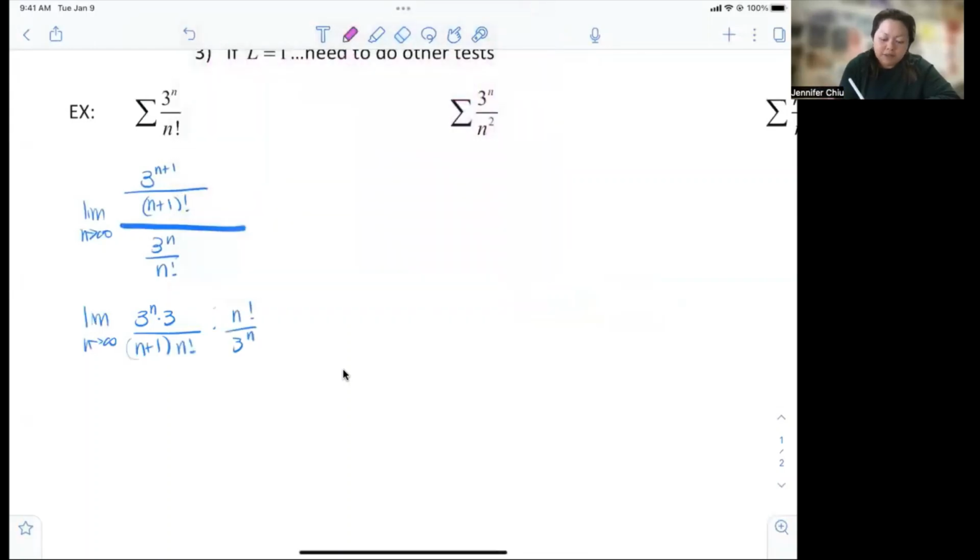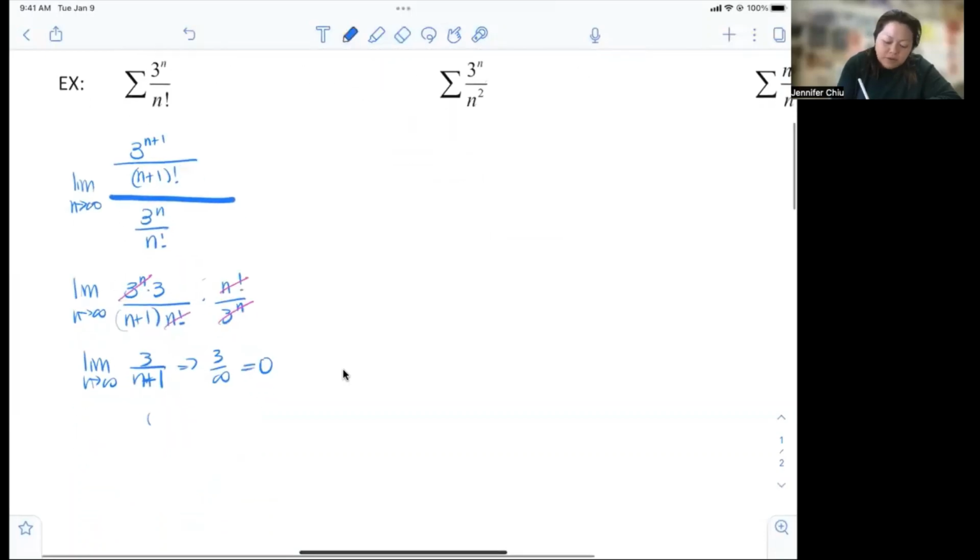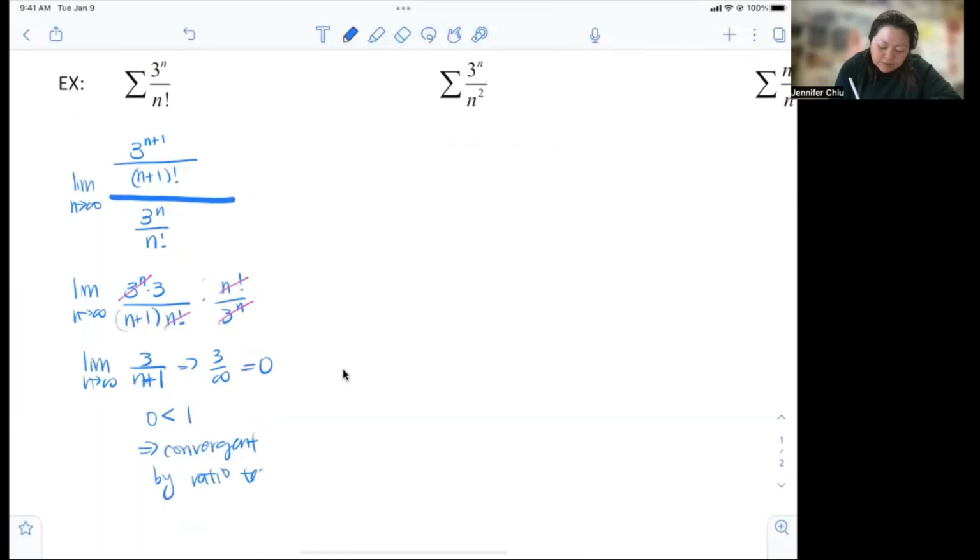Okay, now let's do some cleanup. This actually cleans up really nicely. This reduces out, and you're now left with just the limit as n approaches infinity of 3 over n plus 1. Okay, so then let's plug in the infinity. You get 3 over infinity, which gives you a limit of 0. Is 0 less than 1? Yes. So 0 is less than 1. Therefore, this is convergent by the ratio test. Isn't that kind of nice? So, sorry, what is convergent? I want to make sure I'm very clear on that. My 3 to the n over n factorial is convergent by the ratio test.